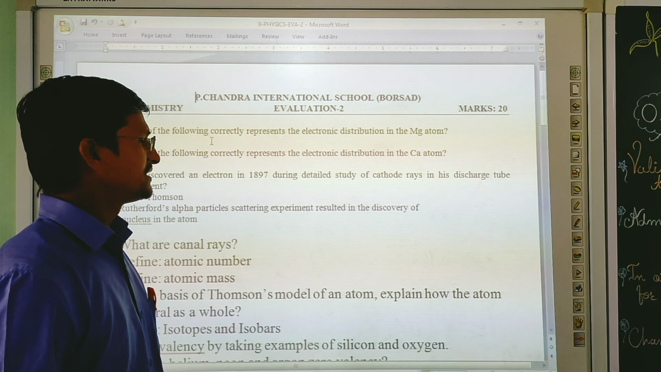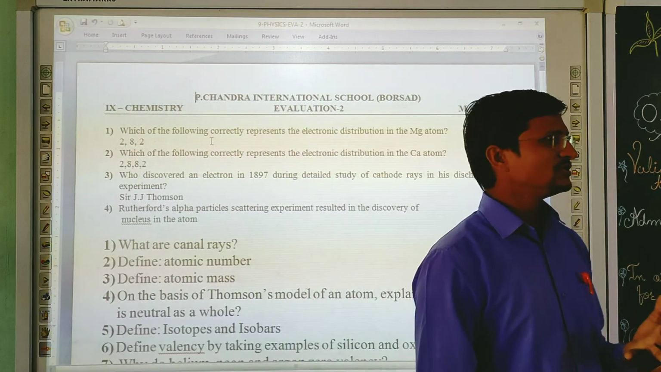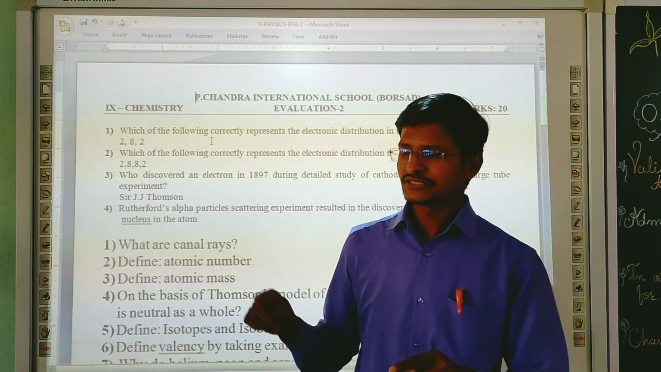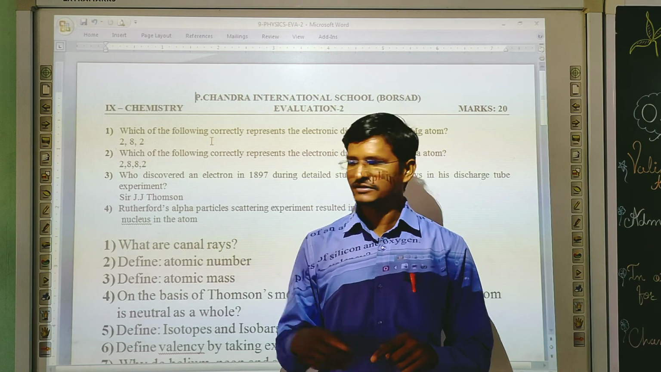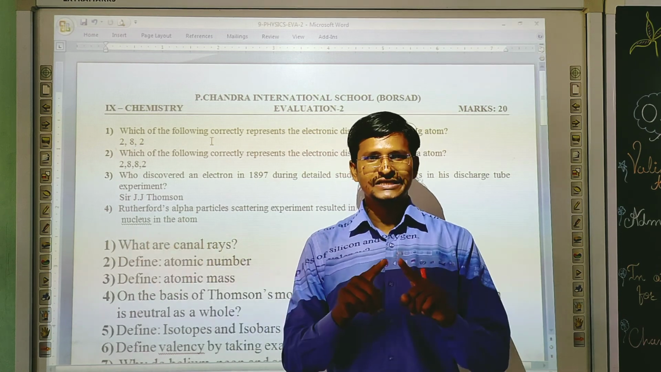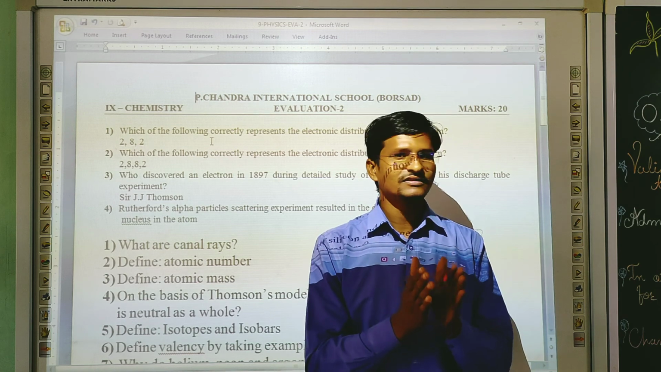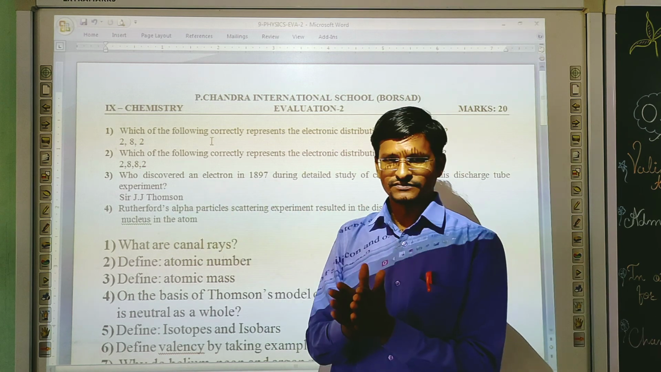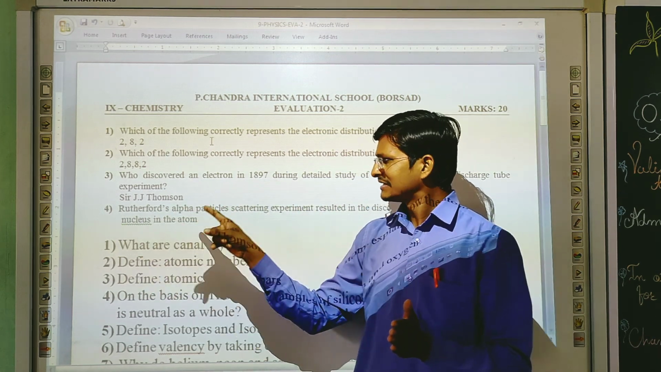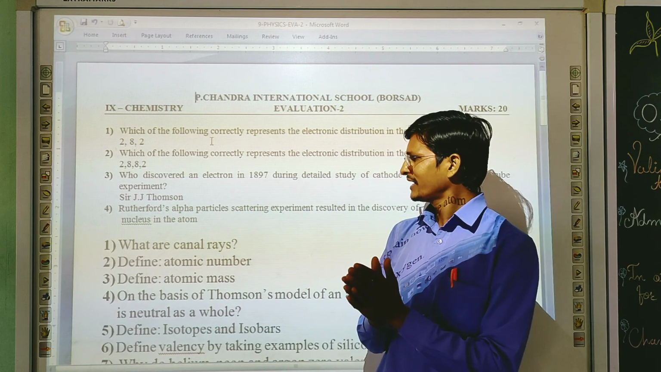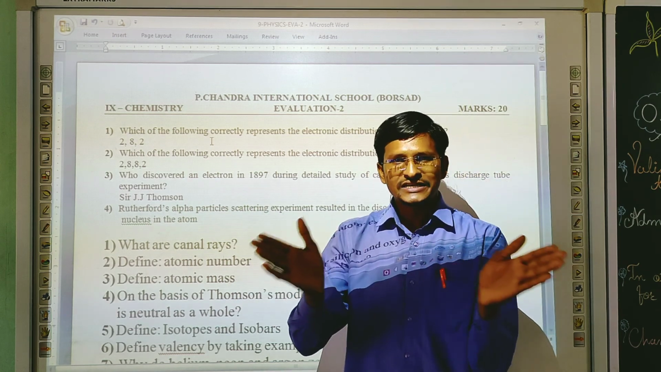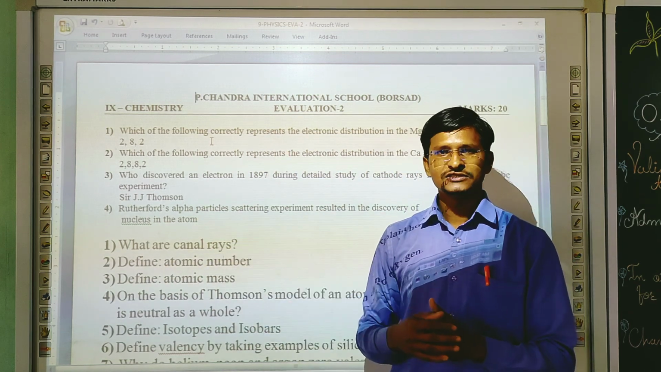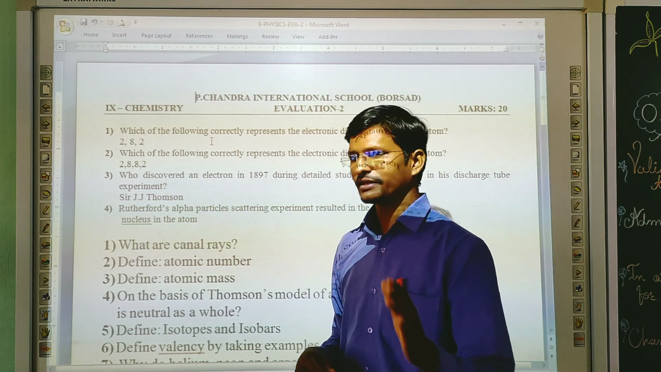Next, Rutherford's alpha particle scattering experiment resulted in the discovery of electron, proton and neutron, or the nucleus? We know that in Rutherford's alpha particle experiment he found out the nucleus at the center. That is why the particles were scattered. So the answer is the nucleus in the atom. Correct? These MCQs, or additional ones already there in the textbook, can be asked.